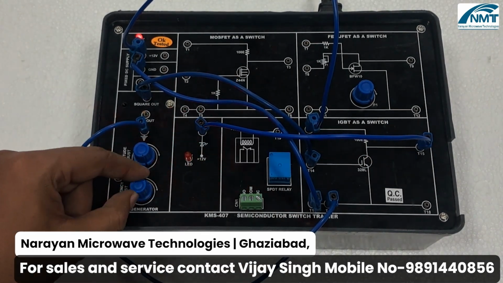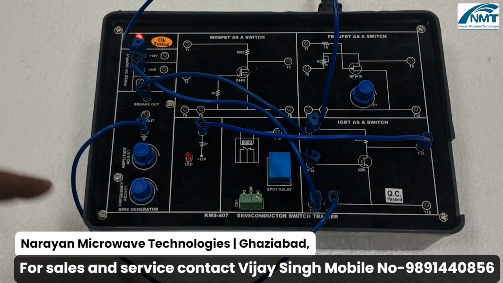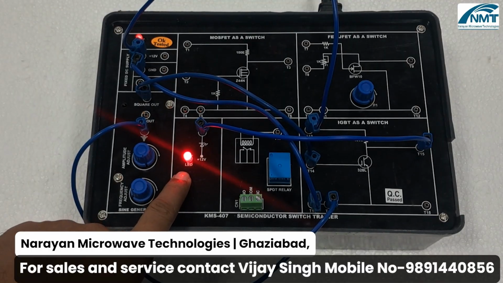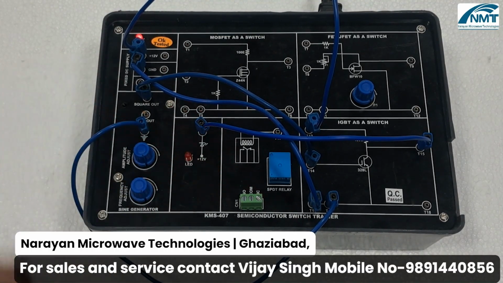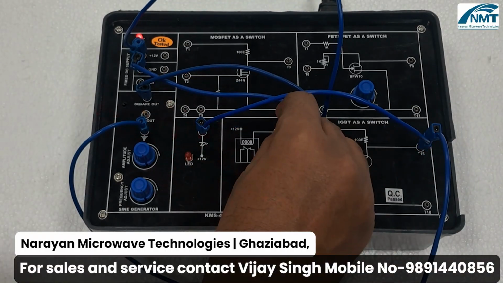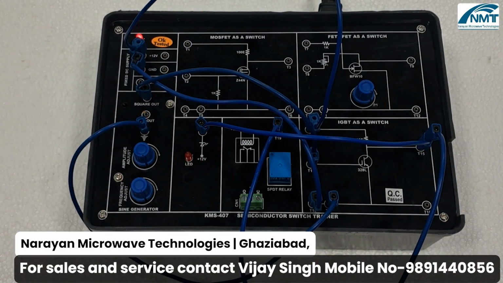See, if I decrease the frequency, the time period of LED on and off will be less. If I increase this, the switching period will be more. Same thing you can check on the relay, as you can observe over here.